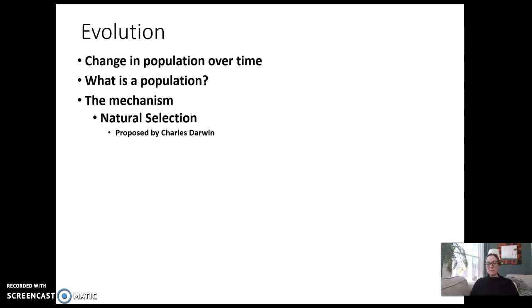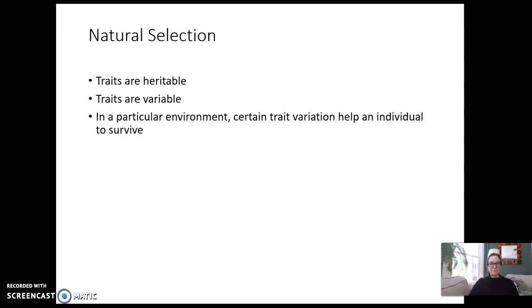The mechanism that is most common for evolution is natural selection. This was proposed by Charles Darwin in the 1800s, but it's not the only way that evolution can occur. It's the most common way that evolution occurs out in the natural world. On farms and in domesticated scenarios, we have artificial selection. And mutations can also play a role in this.